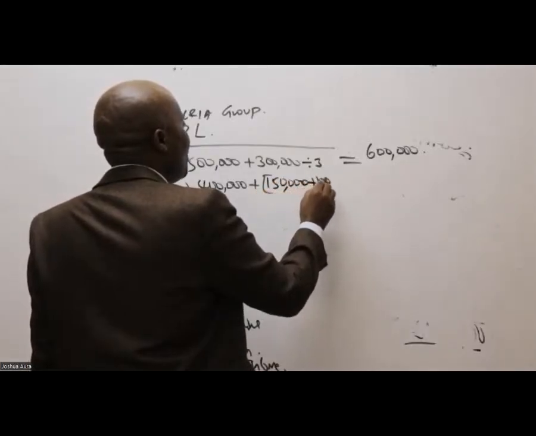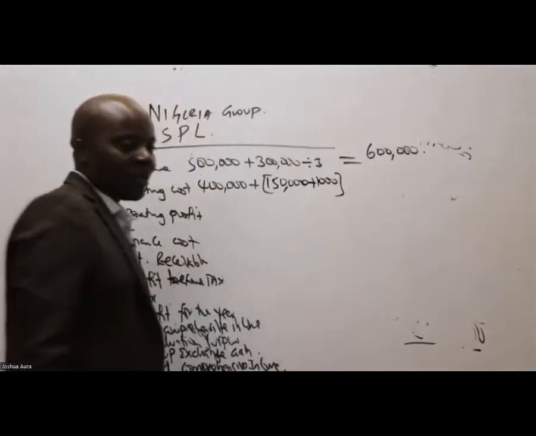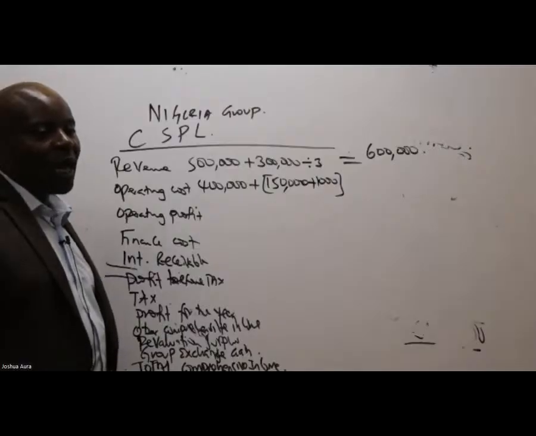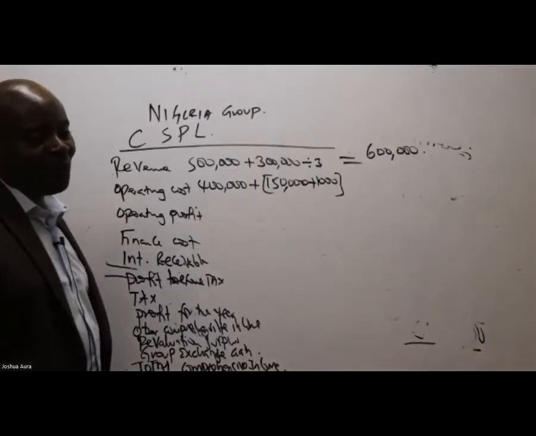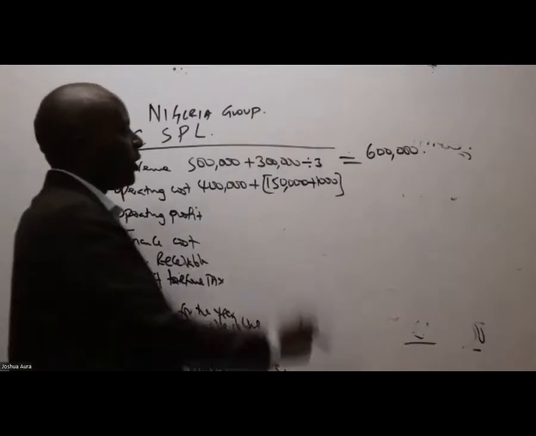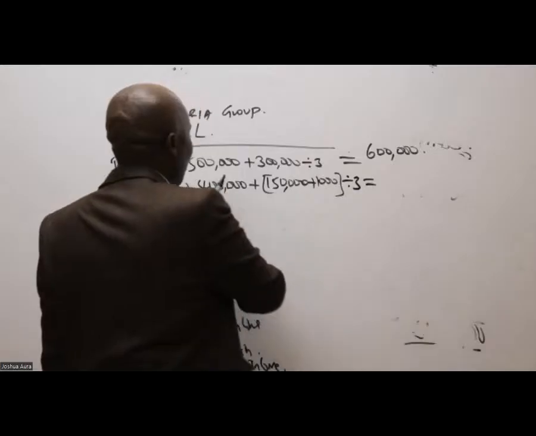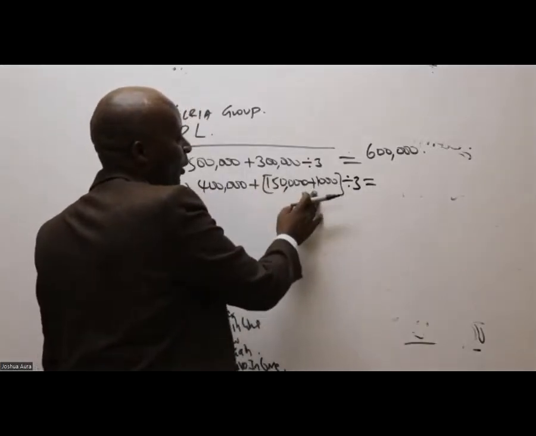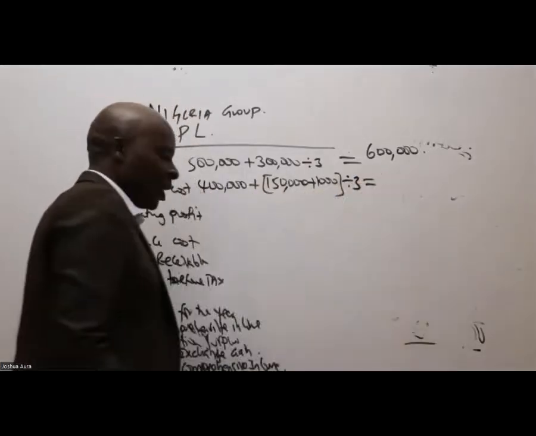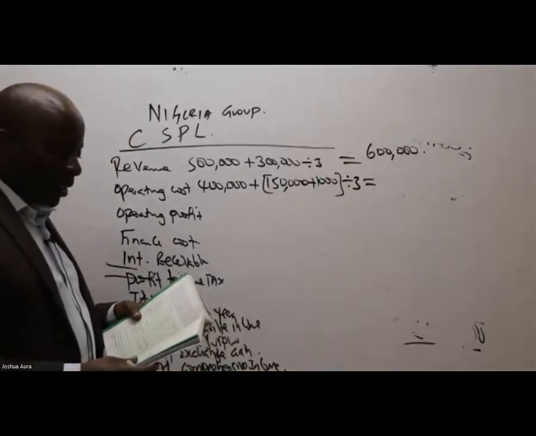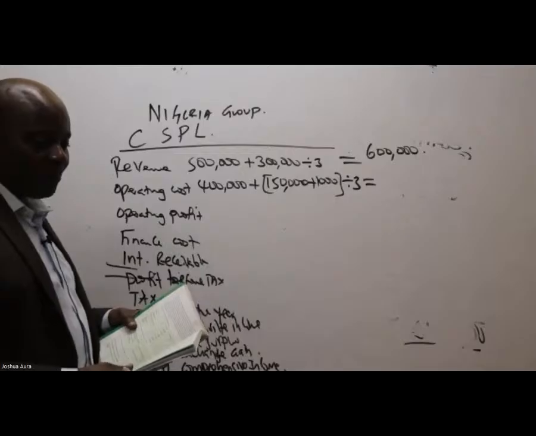There was an additional depreciation which came because of your fair value adjustment. That automatically will go to the operations. So these two are in DNs. They have to be divided by 3. So please take 400,000 plus 151,000 divided by 3. Give me a figure to write there.